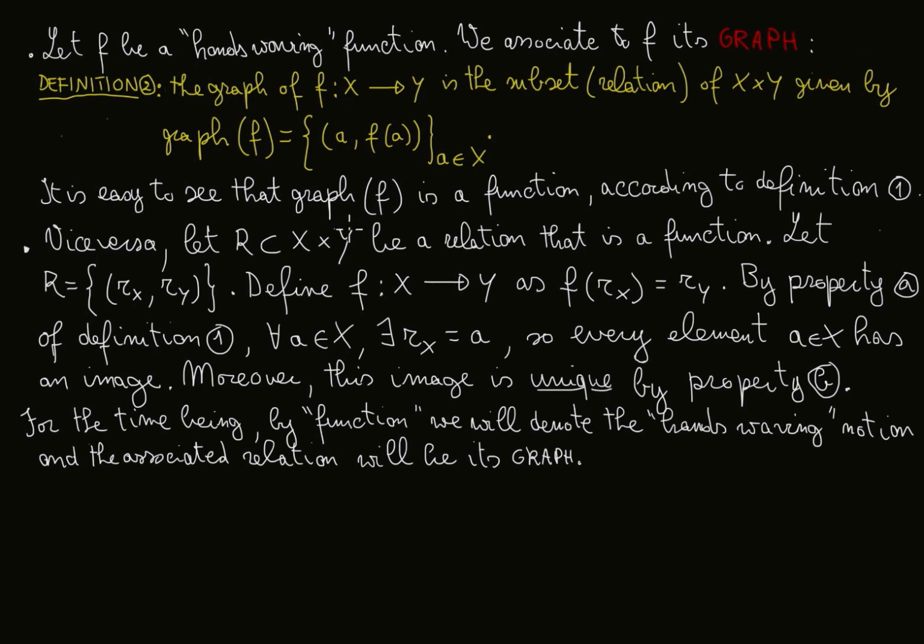So what we have just seen is that to any hands-waving function, we have associated a mathematical function, which we will call graph, and to any mathematical function, we can associate a hands-waving function. Therefore, these notions are equivalent one to the other. But the way we will write functions normally will be like hands-waving functions. And the mathematical function associated to it will be denoted by the graph of the hands-waving function.